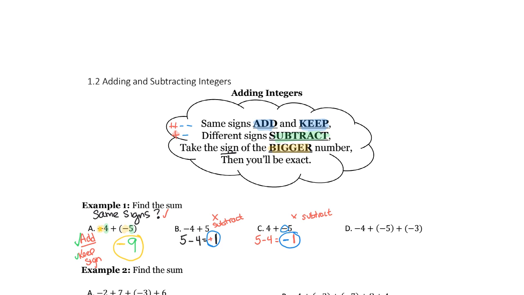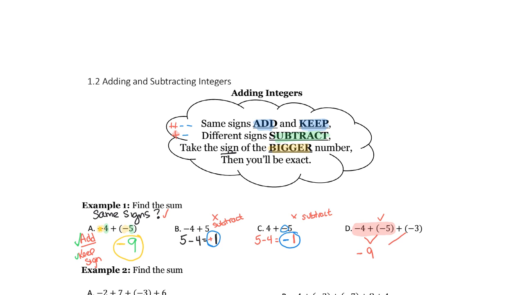Alright, this last one is going to be tricky. We have to break this apart. So we have to look at the first two things separately. We have to look at these first. So it's -4 plus -5. Are they the same signs? Yes. So we add and keep the signs. So what's 5 plus 4? We said that's 9. And we keep the sign, which is negative.